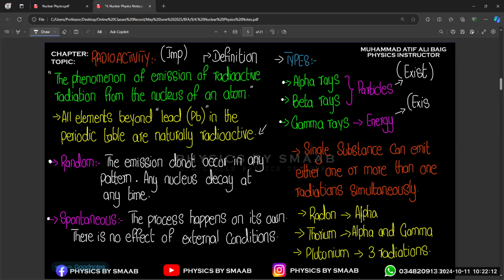So gamma rays exist in the form of energy also. Gamma will not exist in the form of particle. Okay, so this is a very important thing to remember, that gamma only exists in the form of energy, but alpha and beta exist in the form of particles. Clear?